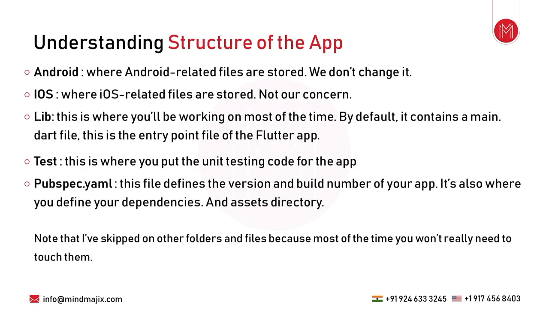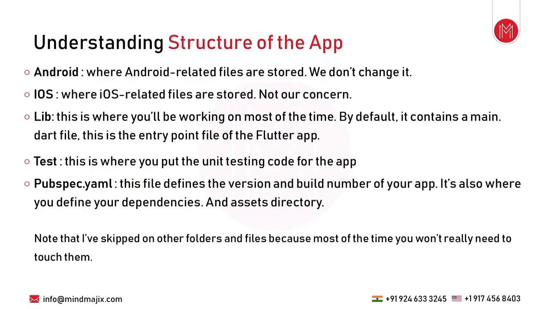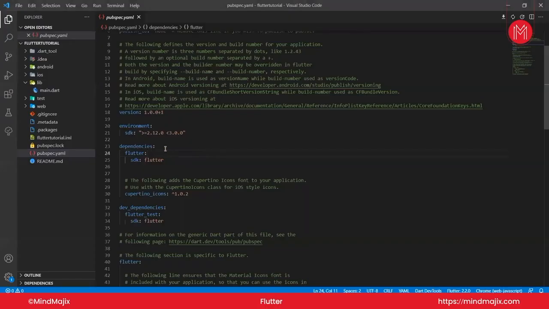And the next and very important file is the pubspec.yaml file. This file defines the version and build number of your app. You will see this version here. This will be used when you are publishing your application to the Play Store or iOS store. First use is this, and then these dependencies.